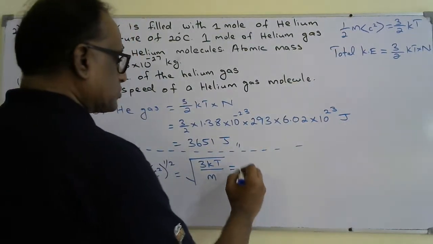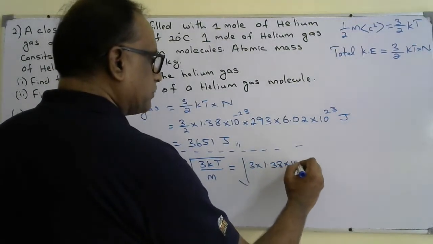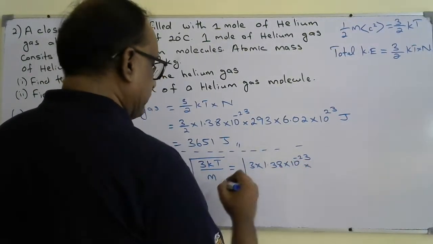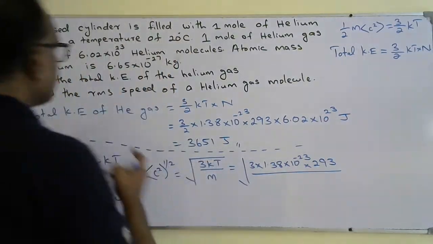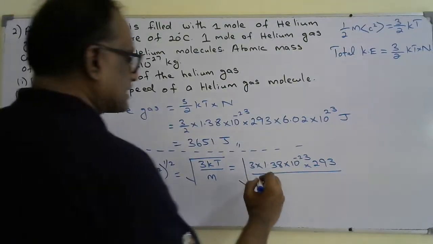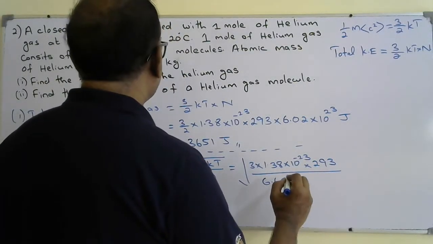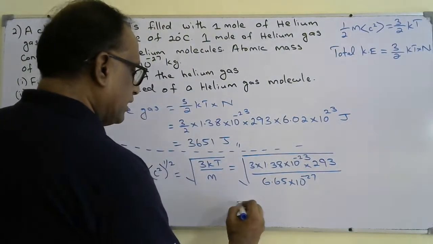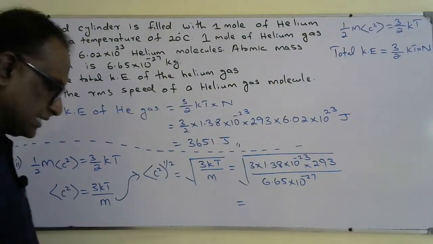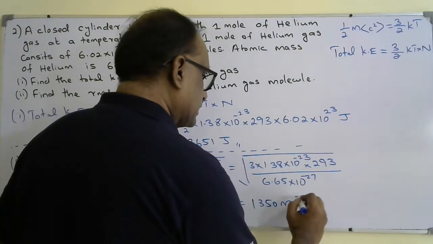So that is going to be square root of 3, k is 1.38 into 10 to the power minus 23, temperature 293 over mass of a gas molecule 6.65 into 10 to the power minus 27. Solve it. You will get the r.m.s speed, that is 1350 meter per second.